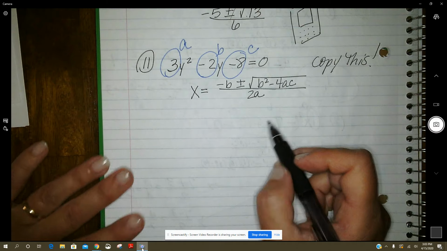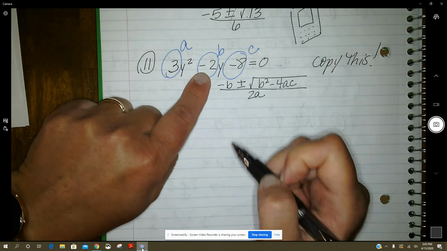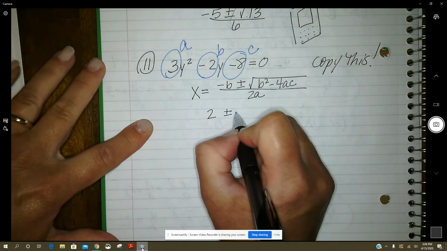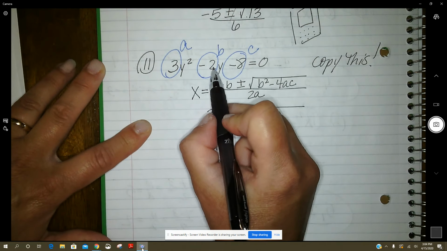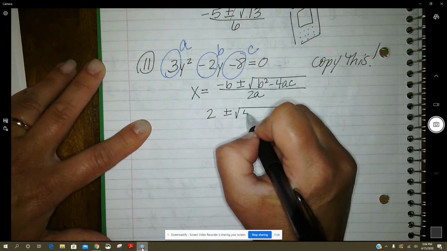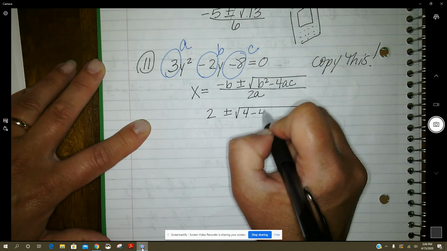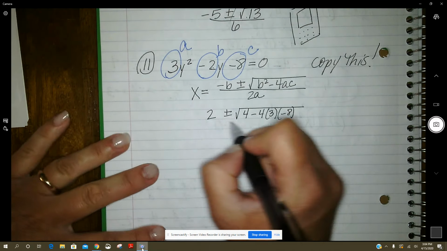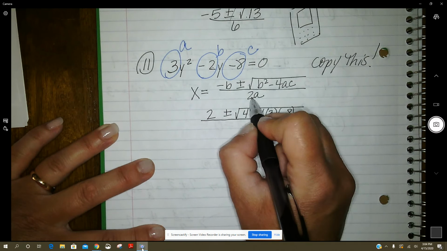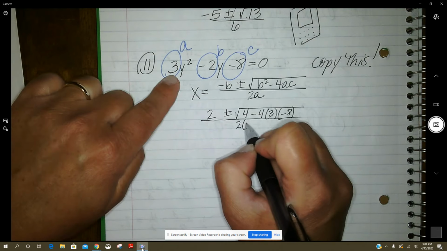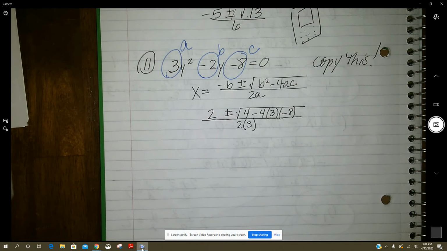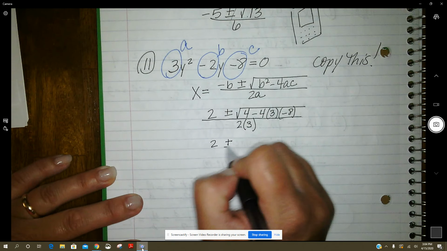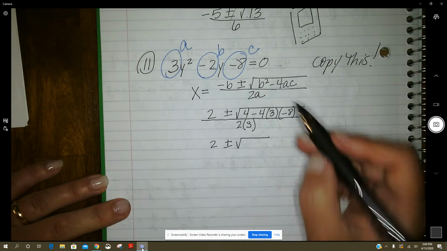Ready? -b. Oh, what's the opposite of a -2? +2 plus or minus square root of b squared, negative 2 times negative 2 is positive 4, minus 4 times 3 times negative 8, all divided by 2a, 2 times 3. So I'm just plugging in the numbers. Let's go do some math, okay? I have 2 plus or minus the square root of something.